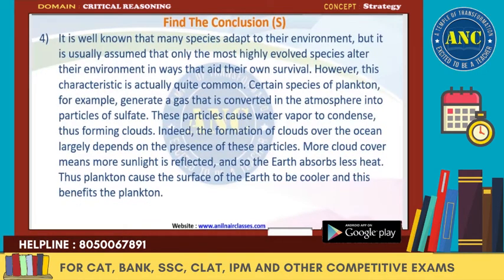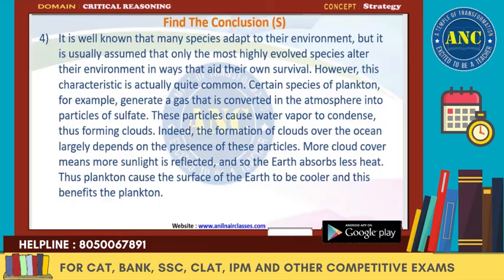The next one. It is well known that many species adapt to their environment, but it is usually assumed that only the most highly evolved species alter their environment in ways that aid their own survival. However, this characteristic is actually quite common. Certain species of plankton, for example, generate a gas that is converted in the atmosphere into particles of sulfate.